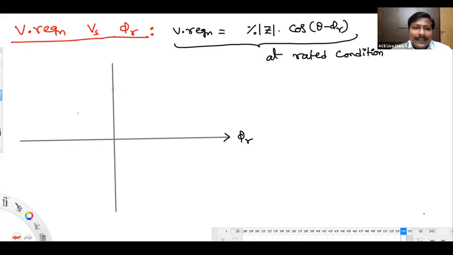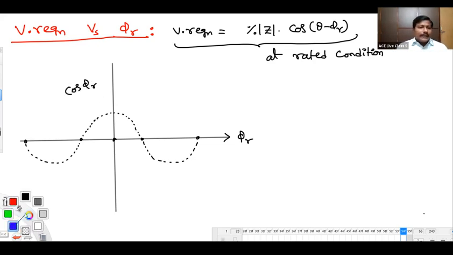Cosine of (theta minus phi r), I will construct on this graph. Theta is a constant angle. So cosine of (theta minus phi r) we have to construct. First, I will construct the cos phi r signal. I'll show angles something like this. So this is the cos phi r signal I am showing. Observe kindly what I am drawing here. This dotted signal that I have drawn is cos phi r.